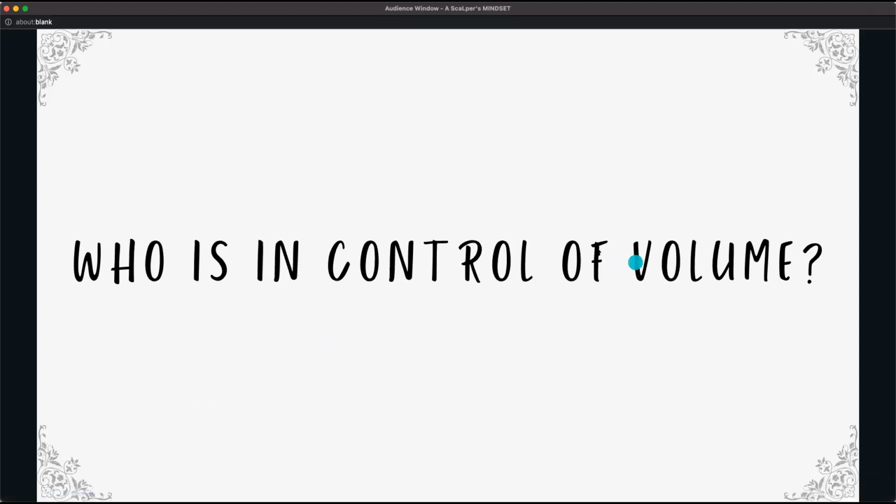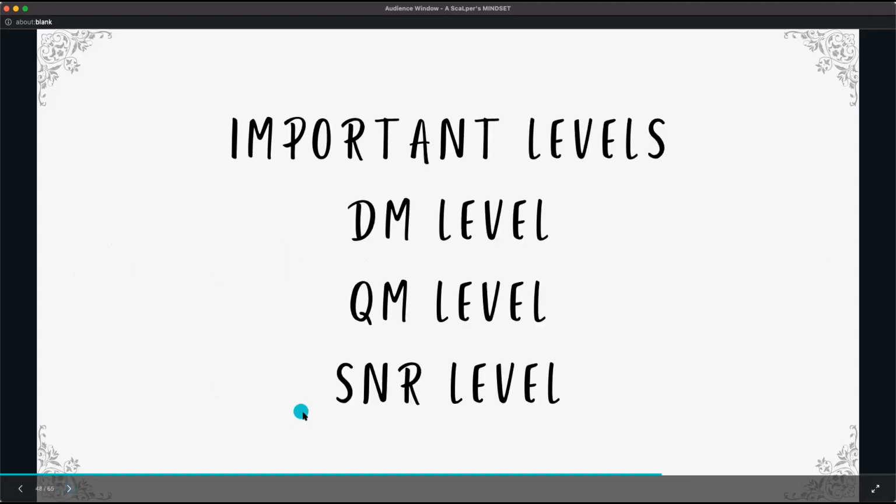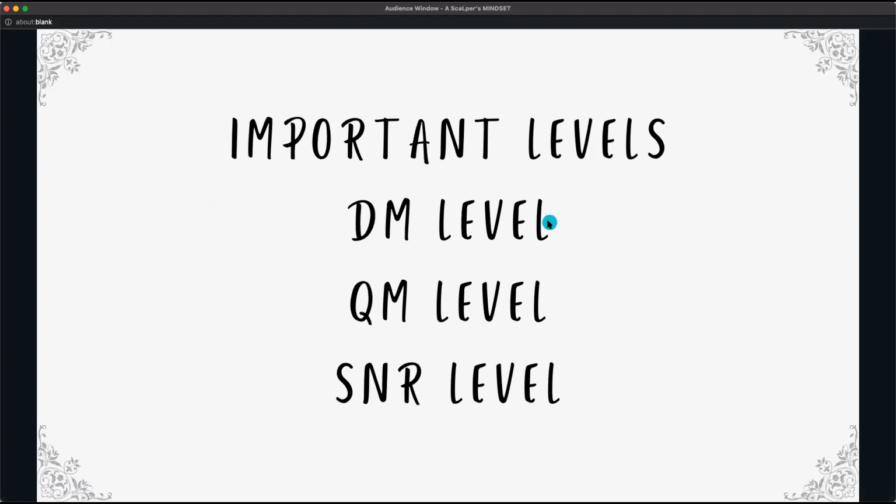Who's in control of the volume? We need to look at the volume and see if there are more buyers or sellers in the market. When we identify that, then we can have a better bias of which way we should be trading, along with our market internals. Important levels that you need to have on your charts are DM levels, which I'll explain, QM levels, and SNR levels.